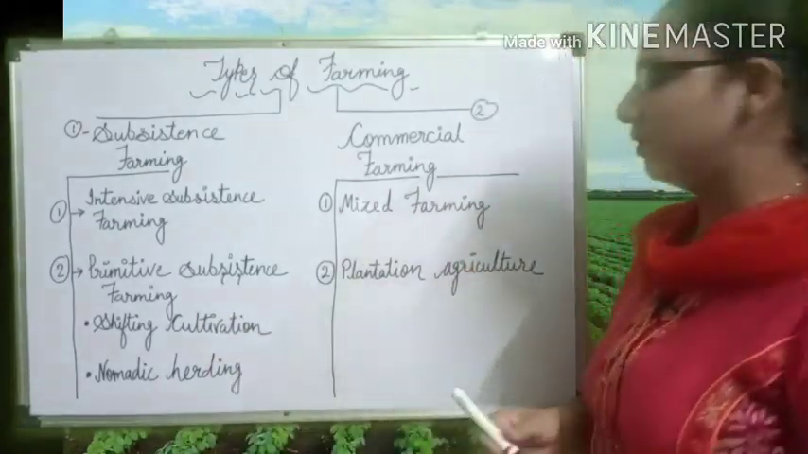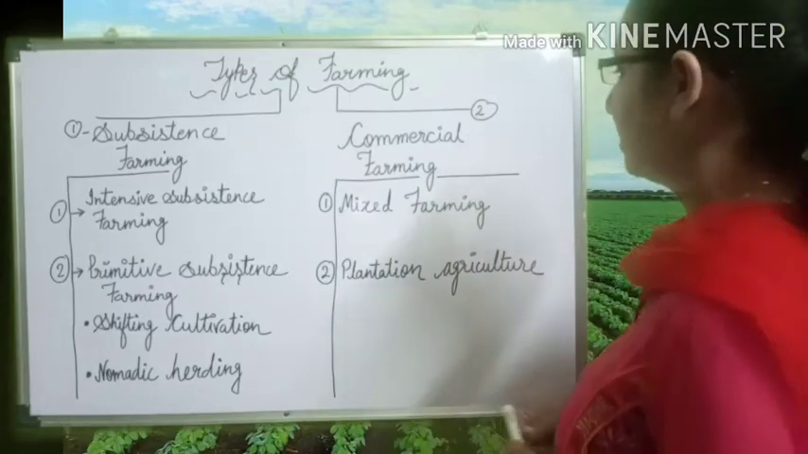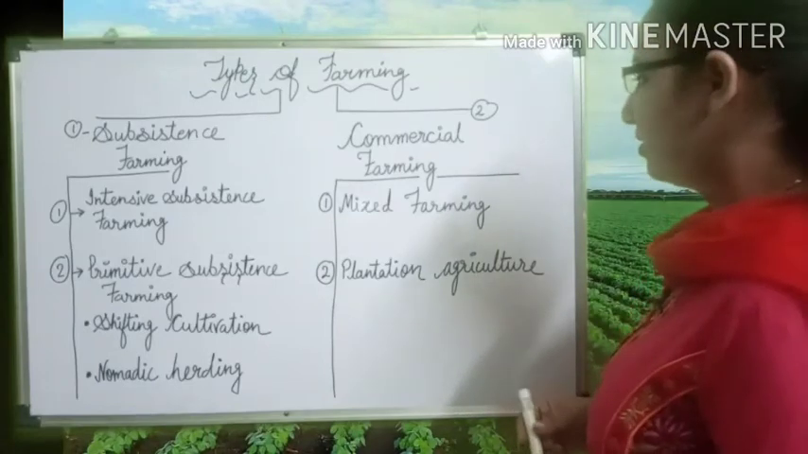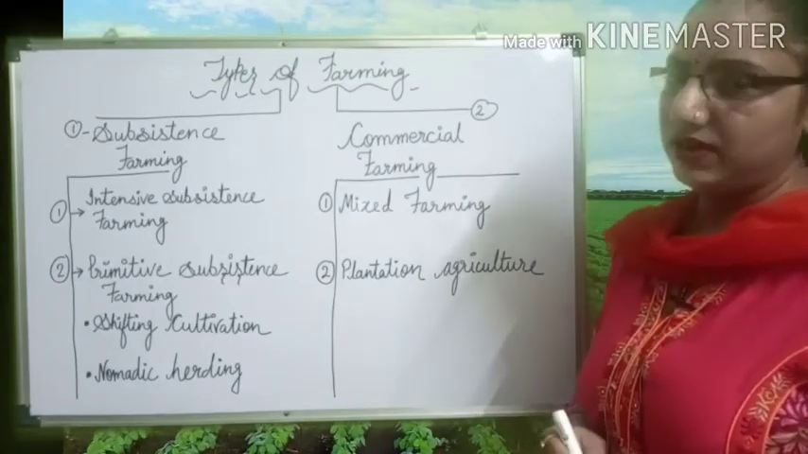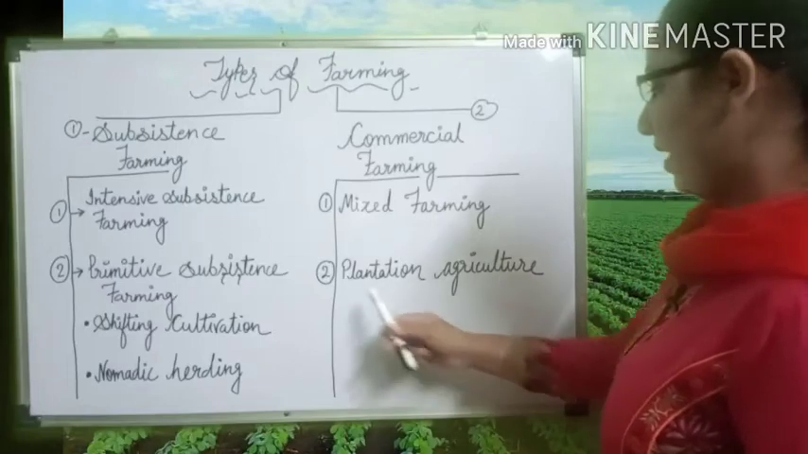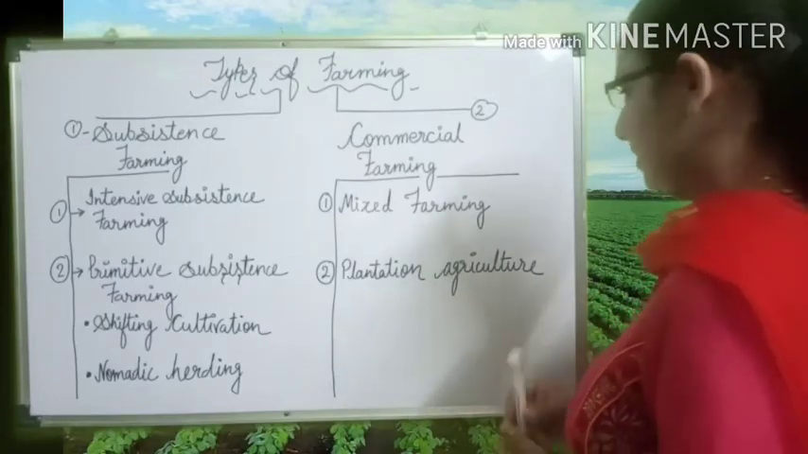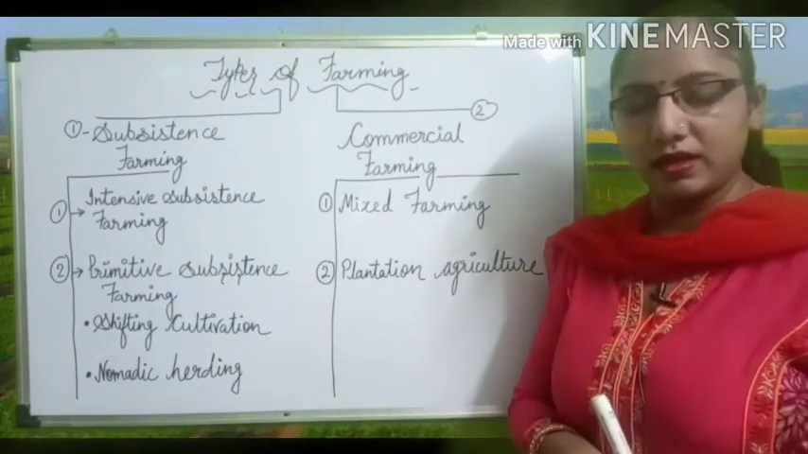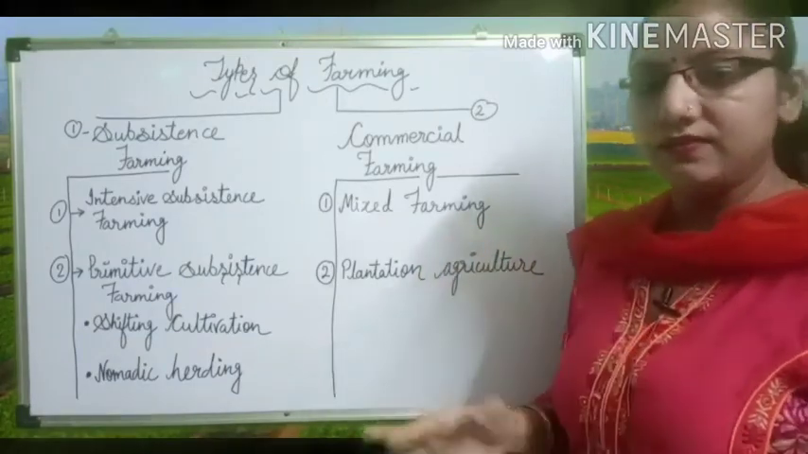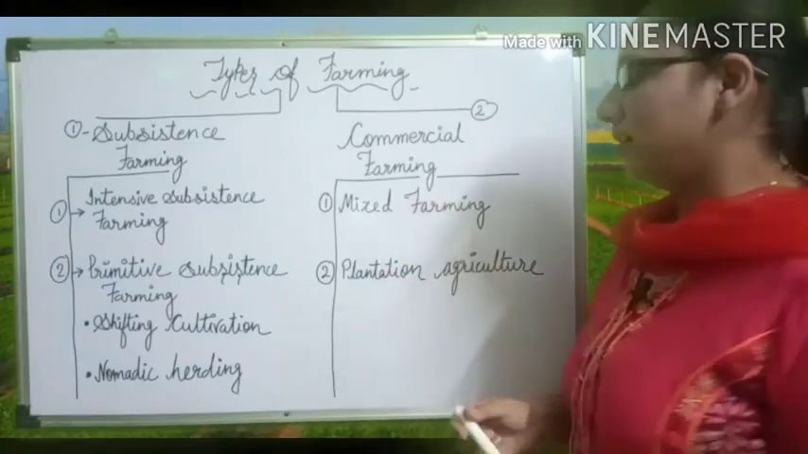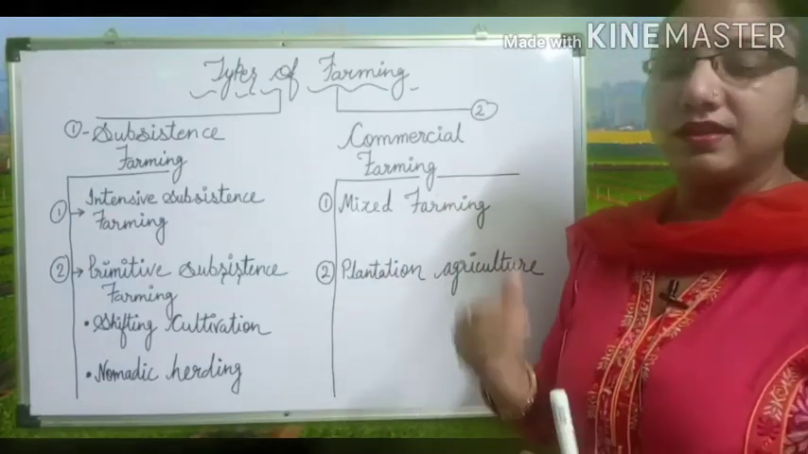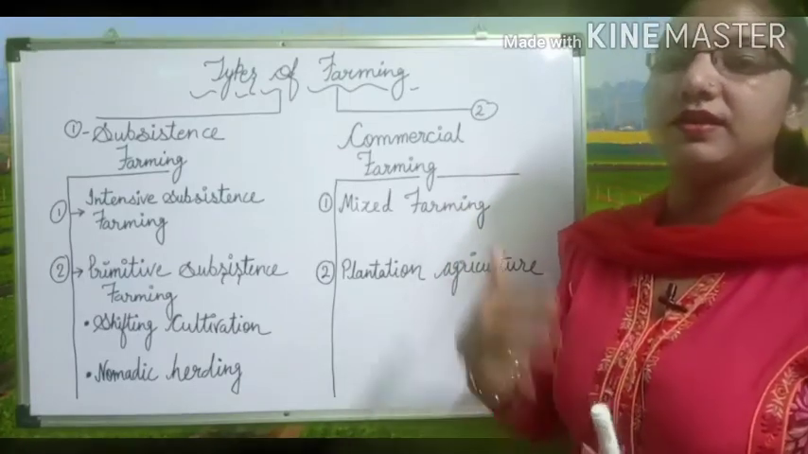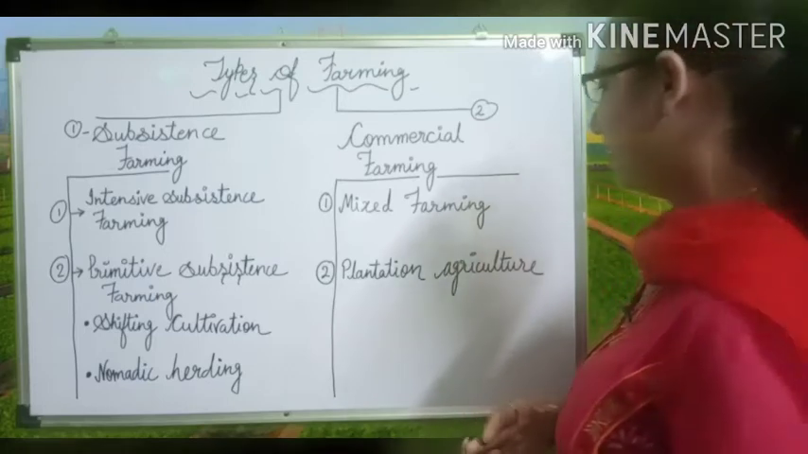So students, now let's go to another topic, that is commercial farming. Commercial farming is also divided into two major parts, that is mixed farming and plantation agriculture. Mixed farming means when the farmers are growing two crops in the same season in the same field, that is known as mixed farming.